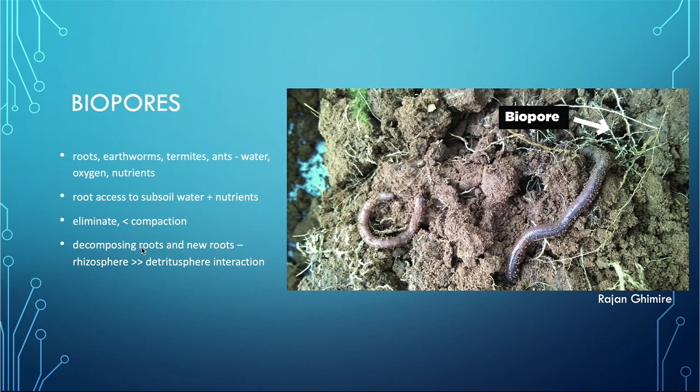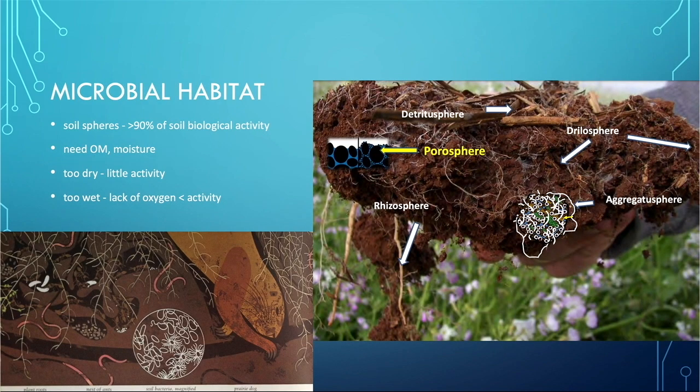So decomposing roots and new roots, where they interact, it's where the rhizosphere and detritosphere interacts. And all of this enhances beneficial microbial functions, obviously. We've got these spaces now for water and oxygen to enter, and all of the organisms require water and they require oxygen as well in the soil. And the plant definitely needs oxygen.